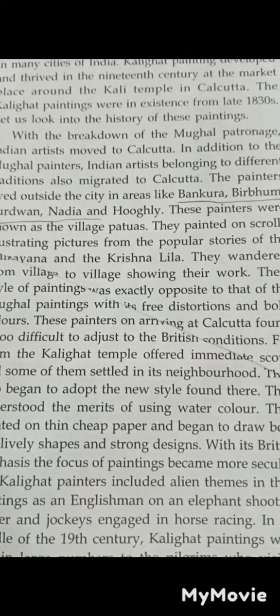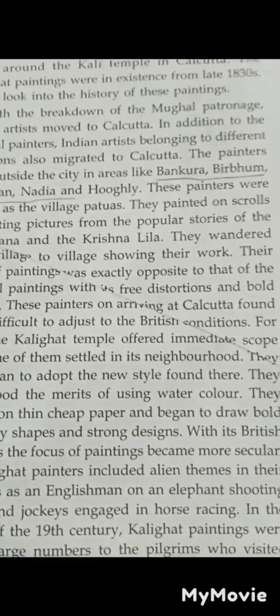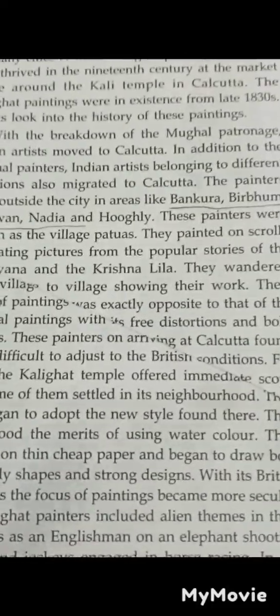The painters lived outside the city in areas like Bankura, Birbhum, Burdwan, Nadia, and Hooghly. So, this is the place outside of Calcutta. Calcutta is the main city. So, the painters were living in these places.